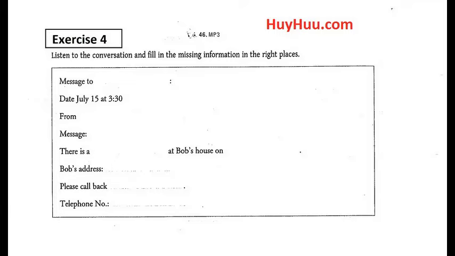Good afternoon. 651-8935. Hello, could I speak to Wendy? I'm afraid she is not in right now. Can I take a message? Yes, there is a party at Bob's house on Sunday night. Bob's address is flat 4, 45 Church Road. And could you tell her that if she is interested to call me back this evening?